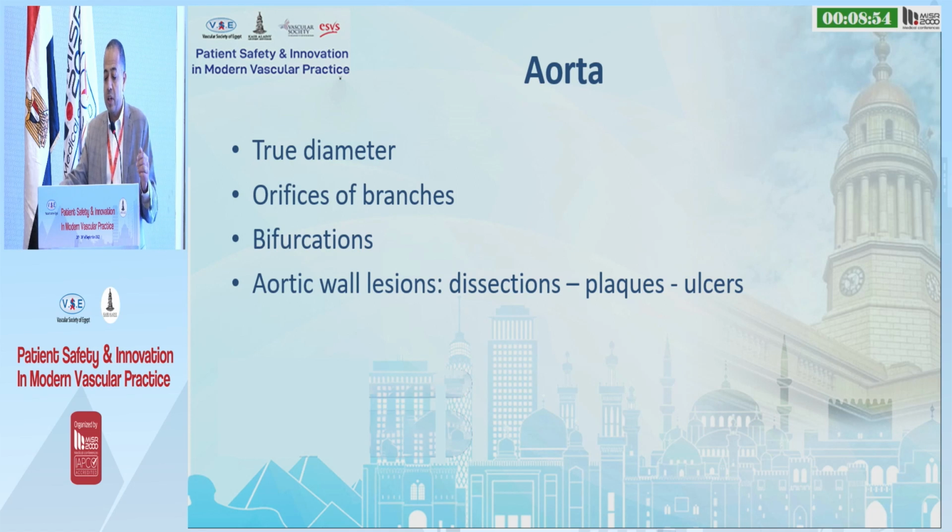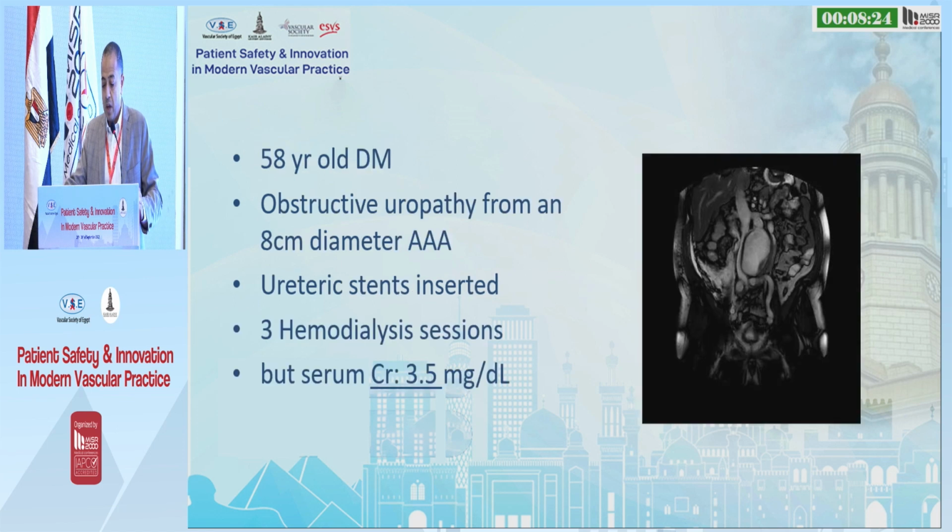I will go quickly among the different territories of the vascular tree to demonstrate the benefits you may get from this imaging tool. In the aorta, you get the true diameter. You can visualize the orifices of the branches and locate their site. You can know where the bifurcation is, especially at the iliacs, and most important is the aortic wall lesion, the pathology itself. You can visualize the dissections, the plaques, and any ulcers.